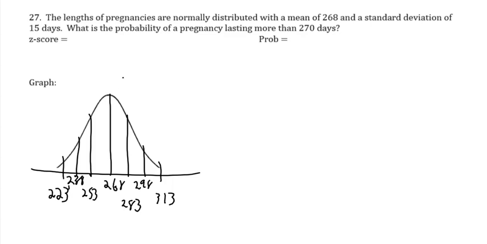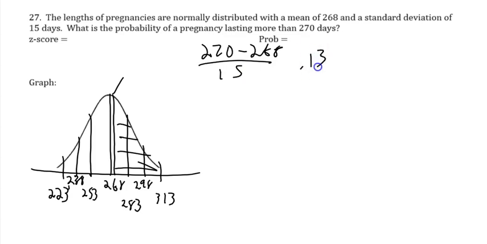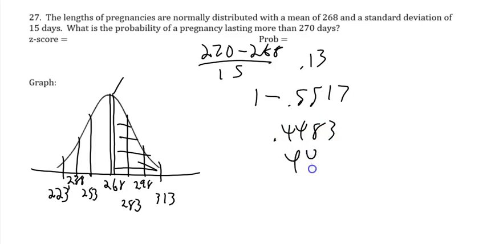Well, that's just going to be slightly right of the mean, and we're going this way. So we're taking our actual score of 270 minus the mean divided by the standard deviation. That gives us 0.13. Now, that means we're going to do 1 minus, because we're saying greater than, 1 minus 0.5517, that's 0.13 looked up, so that's 0.4483, or about 44.8%.